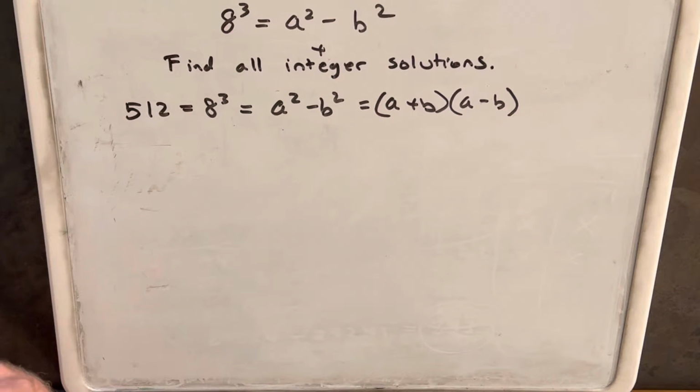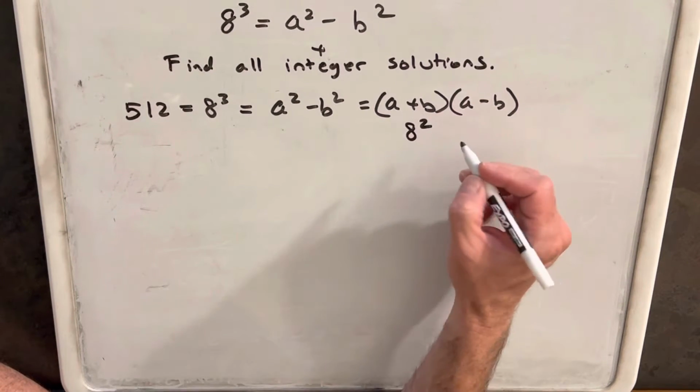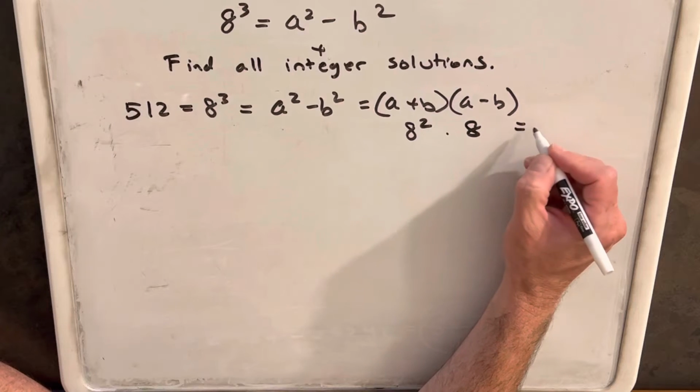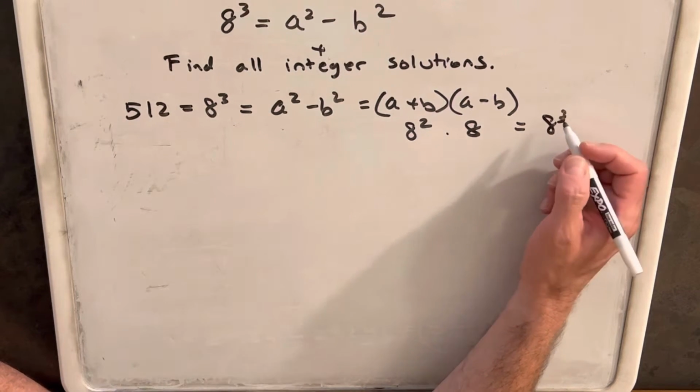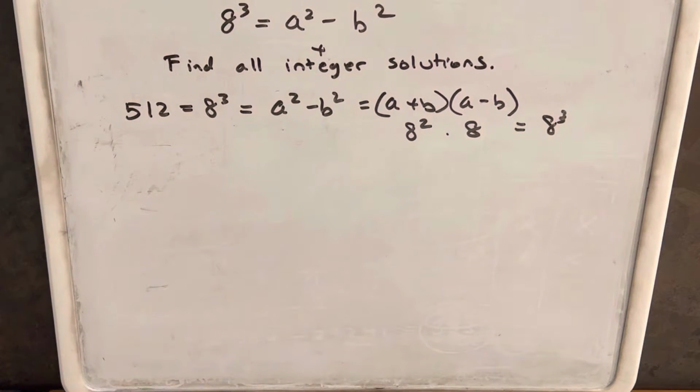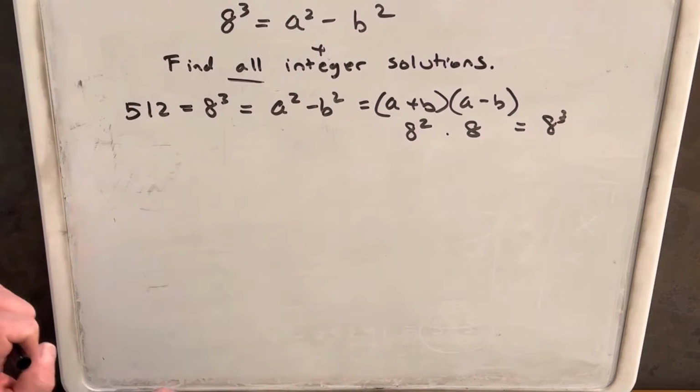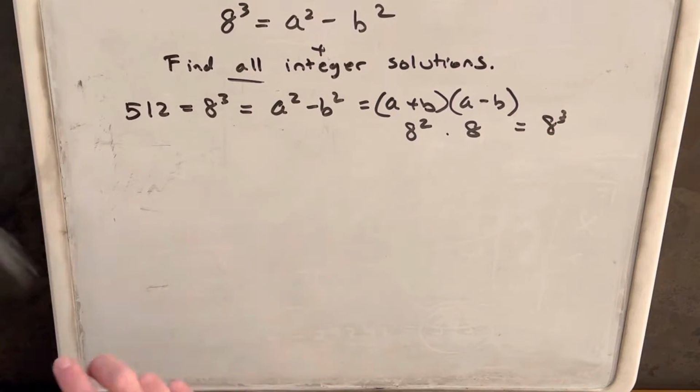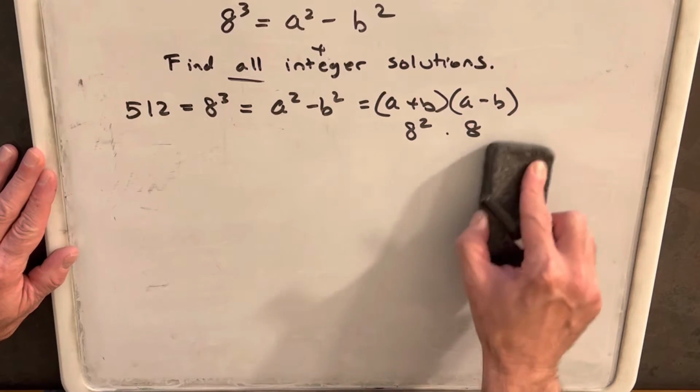So we could just plug in, we could do something simple like check 8 squared times 8, because multiply that together, that's 8 cubed. But we want to find all integer solutions. So we want to look at all possibilities of this expression.